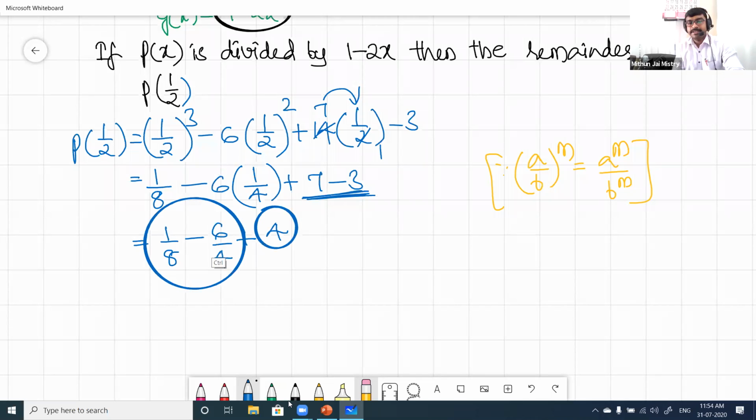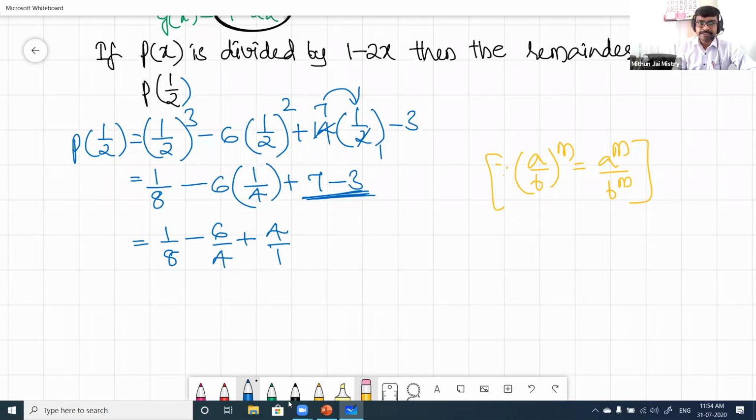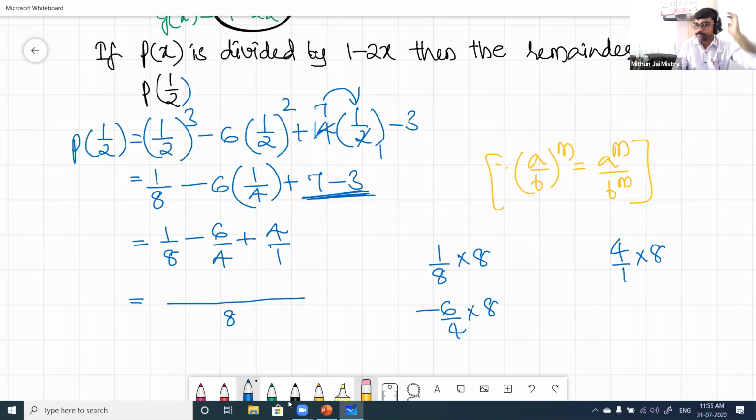So we got 2 fractions and 1 integer. It is not fair, so let us make that integer also a fraction, right? So I will write here 4 by 1. Now we got all 3 fractions. When you take the LCM, children, you will get the LCM as 8. And when you take each fraction and multiply with the LCM, you will get something like this: 4 by 1 into 8. Each fraction you have to take and multiply. 8 and 8 cancel.